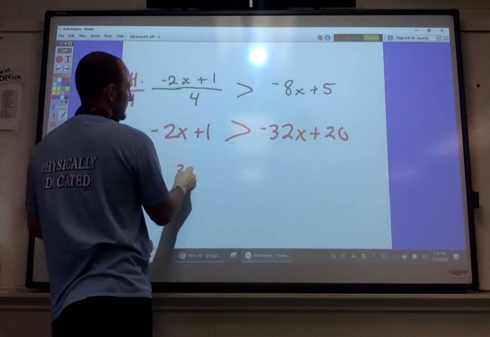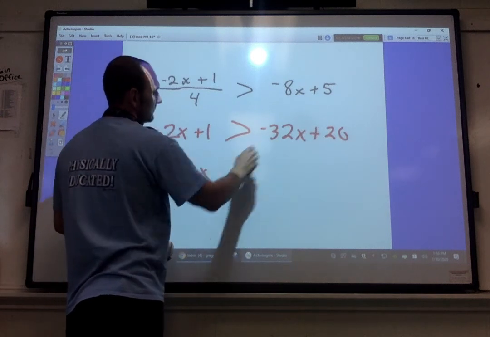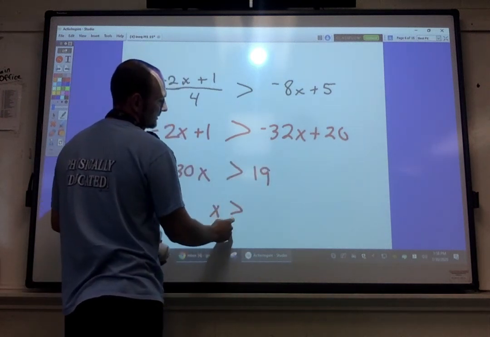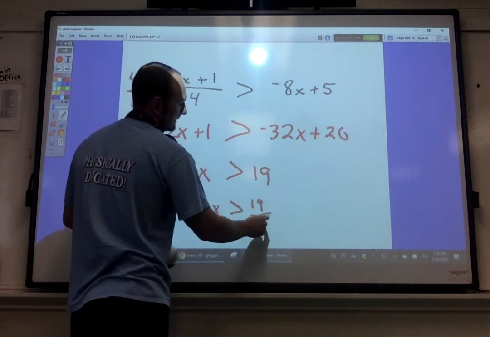Add that, we get 30x. Subtract 1, we get 19. X is going to be greater than 19/30.